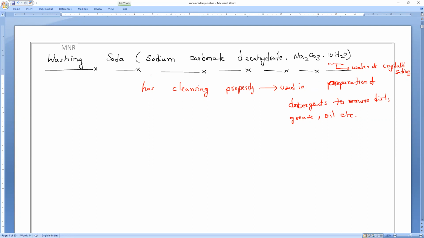So you have to remember in washing soda, what is the water of crystallization? How much? All of you? 10, sir. Okay, so you have to remember that washing soda means you have to write with 10H2O. If 10H2O is missing, then that is called another product. Let us discuss that also. Now be very careful. Whenever washing soda is asked, you should write the complete formula, sodium carbonate decahydrate.